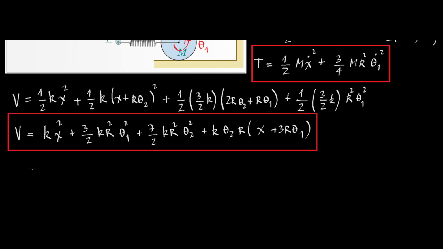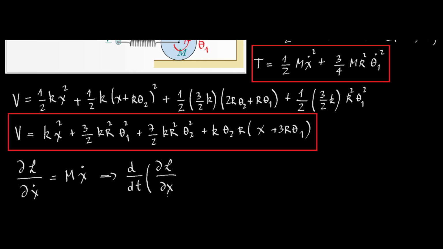For the first coordinate, we need to find the partial derivative of the Lagrangian with respect to x dot. Well, in our case, it is very simple. This is just m times x dot. The x dot only appears in the kinetic energy, it cannot appear in the potential energy. Let's remember the potential energy only depends on the position of the coordinate, not on the velocities. So from here, the total derivative of this partial derivative with respect to time is just simply m times x double dot.